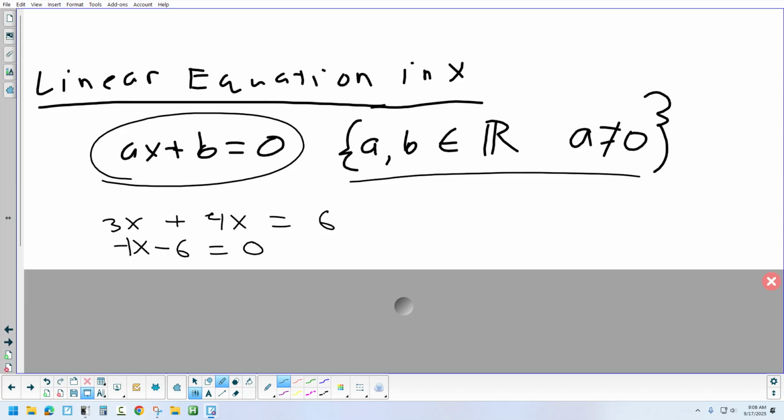What does that symbol mean? It means it's an element of, and that's why it is curved like that on purpose. So A and B are elements of the real number system, and there is one value A cannot be, which is 0. If A is 0, then you wipe that term out, and you end up with what's called a constant equation. That's like a horizontal line, y equals 2. So to have it be linear, there has to be an x variable in the equation.